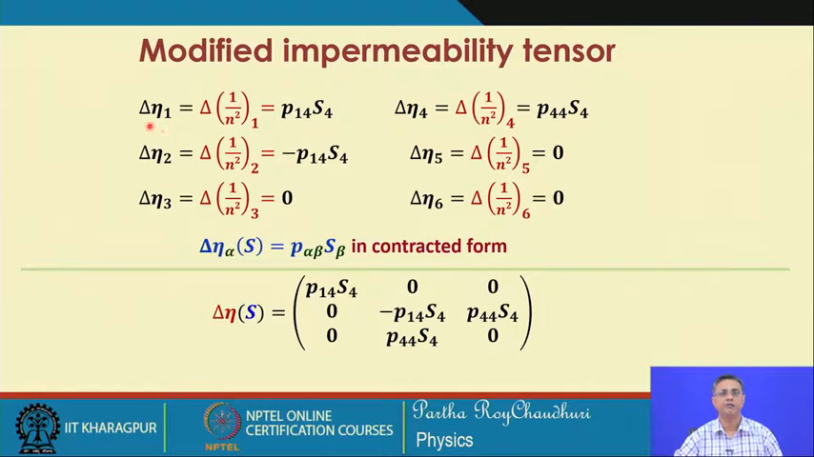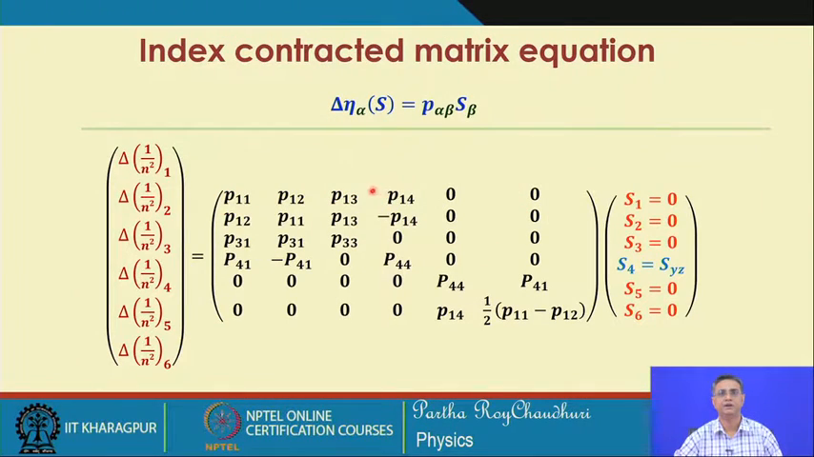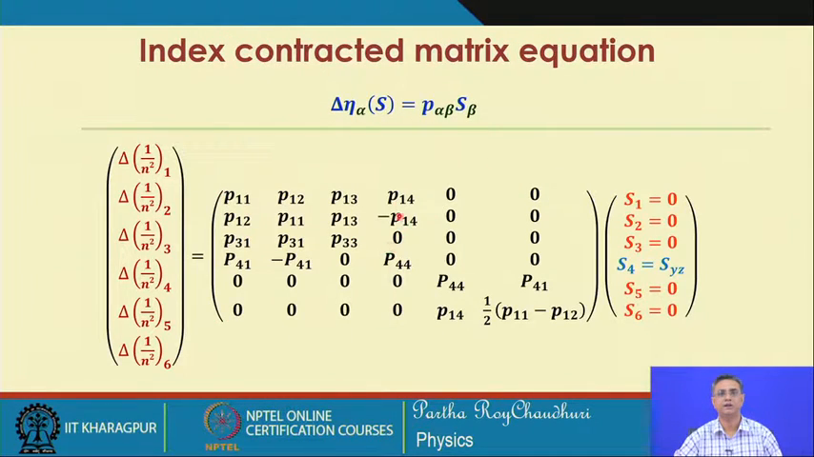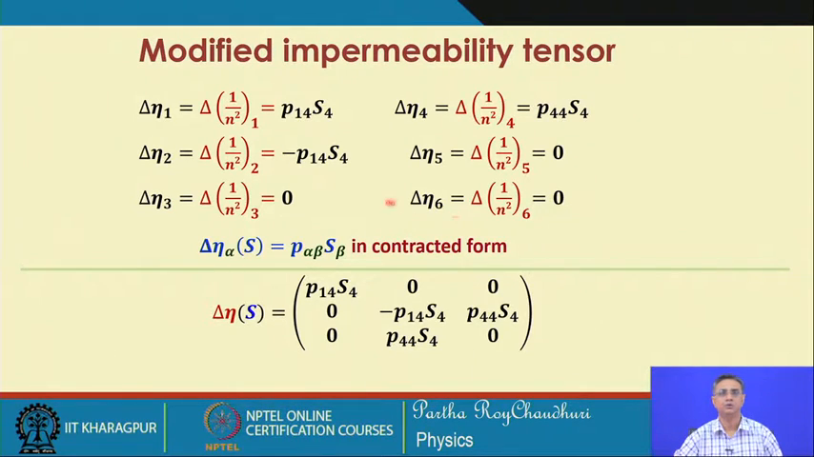So, we can write from here delta eta 1 is equal to P_14 S_4, delta eta 2 will come from here as minus P_14 S_4, and delta eta 4 will be P_44 S_4, which is very clear from here. So, these are the only non-zero elements of this delta eta tensor.